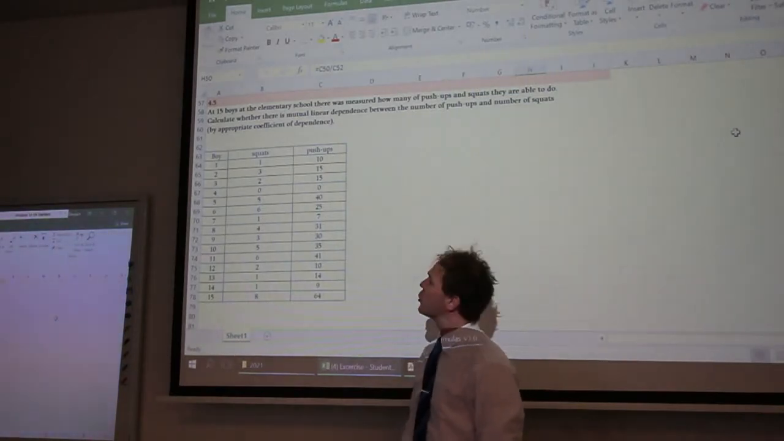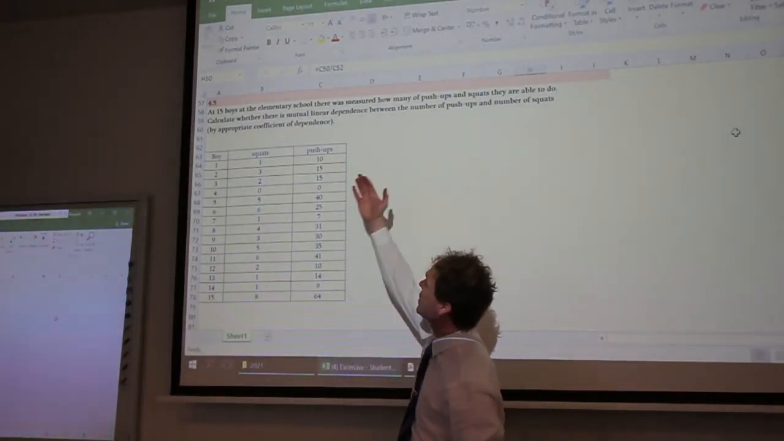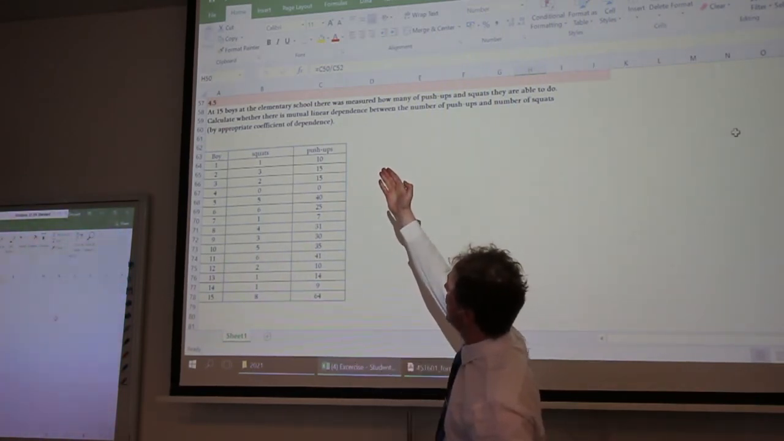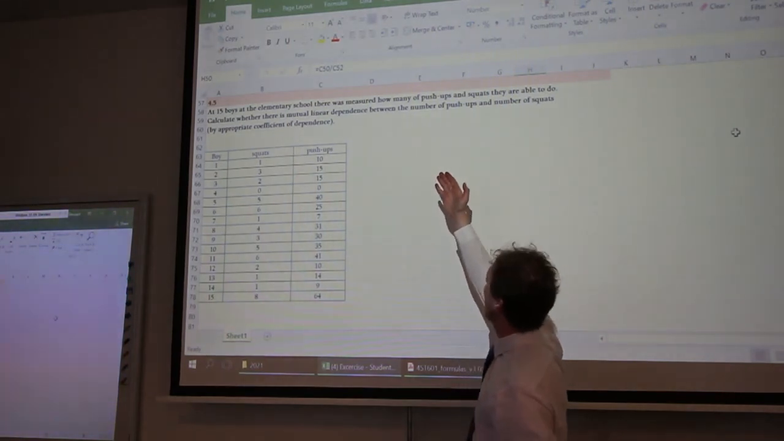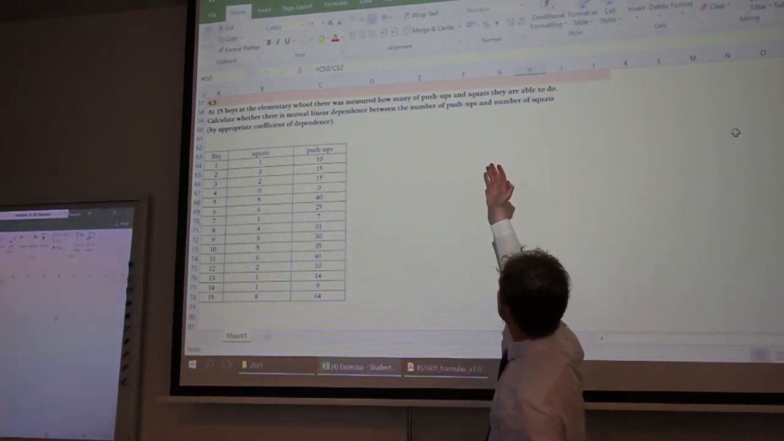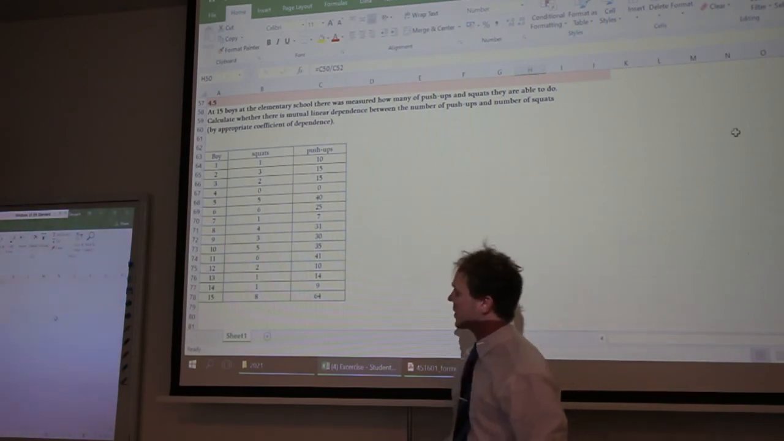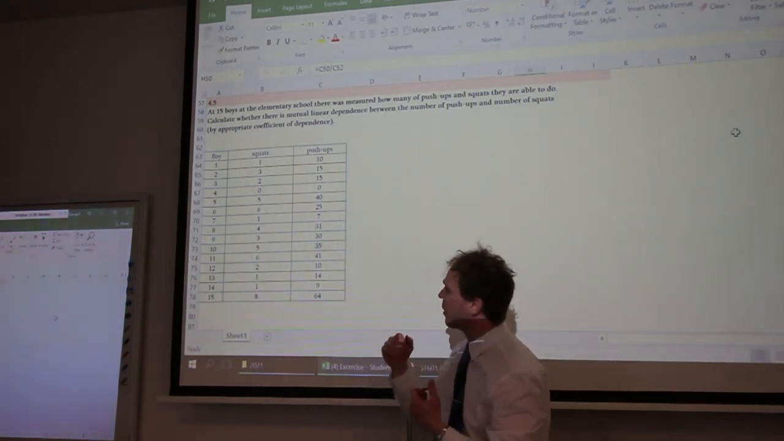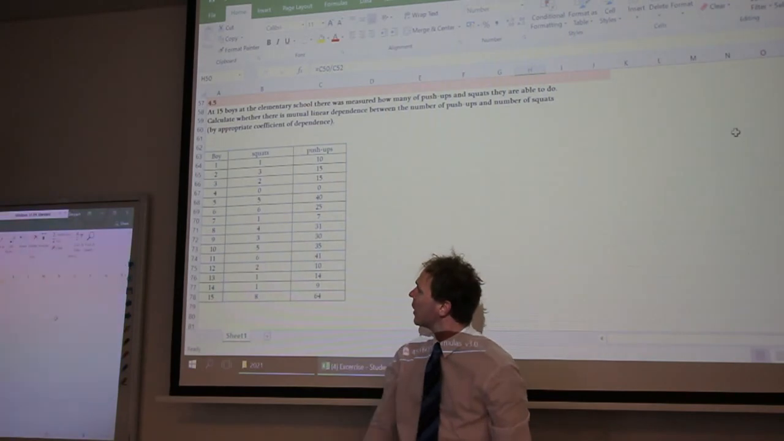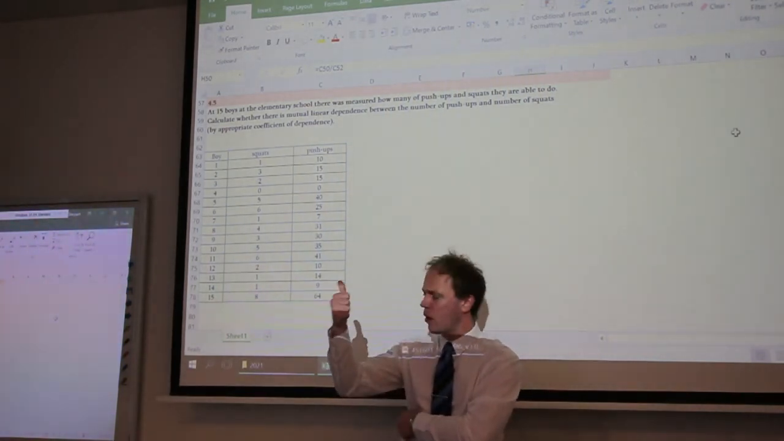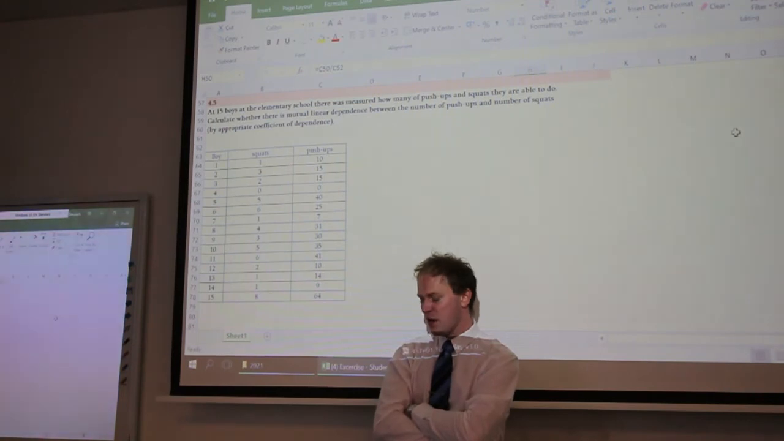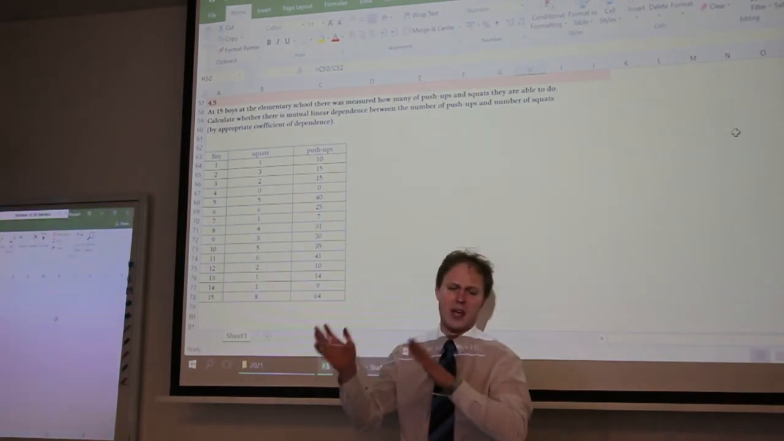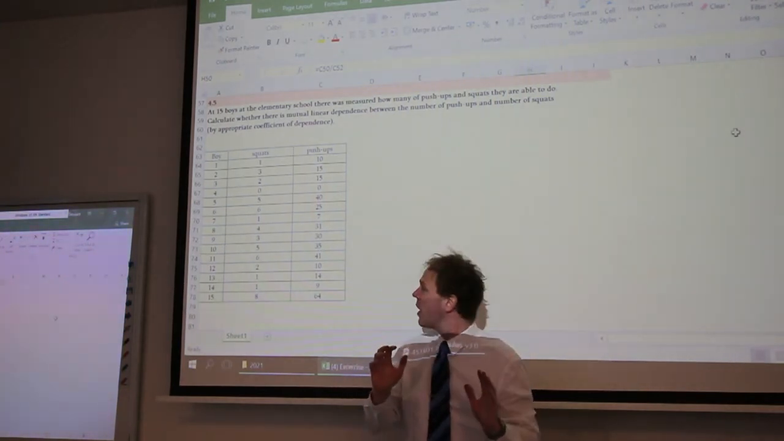We will finish our today's seminar with this example. What's written here? For 15 boys at the elementary school, there was measured how many push-ups and squats they are able to do. So we can expect that if the boy is strong, he is able to do a lot of squats and a lot of push-ups. And if the boy is weak, he is not able to do a lot of squats and he is also not able to do a lot of push-ups.